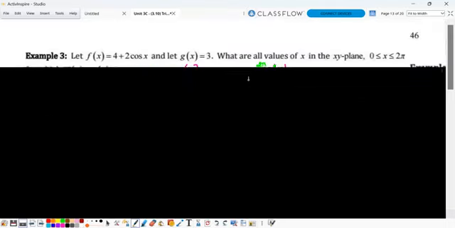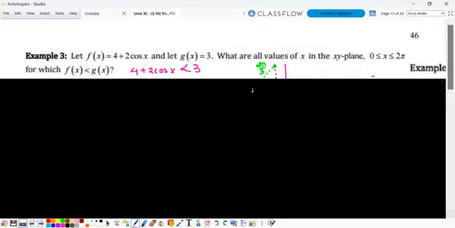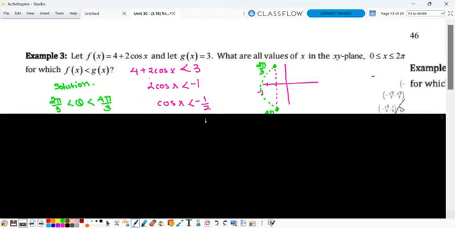Okay, so now here I'm going to use my ready notes. I'm having some problems with my flip chart, so I'm not going to write down everything. I will explain what's ready from my notes. So f of x is 4 plus 2 cosine x and g of x is equal to 3. F of x is less than g of x. So set it up, f less than g. Little extra step here you have to do is subtract 4, divide by 2, which will give you cosine x is less than half. Cosine x is less than half, not equal to.